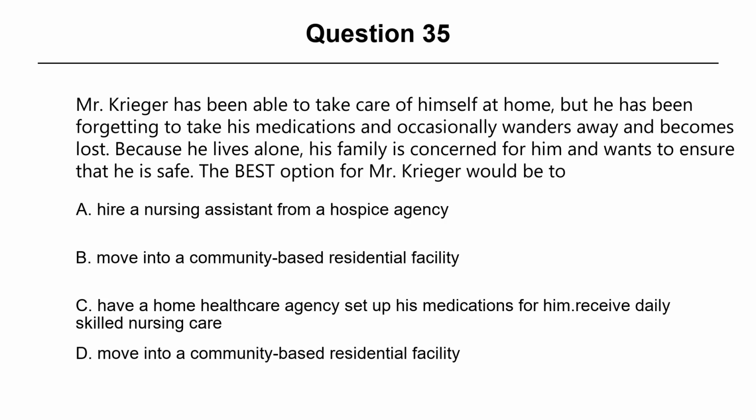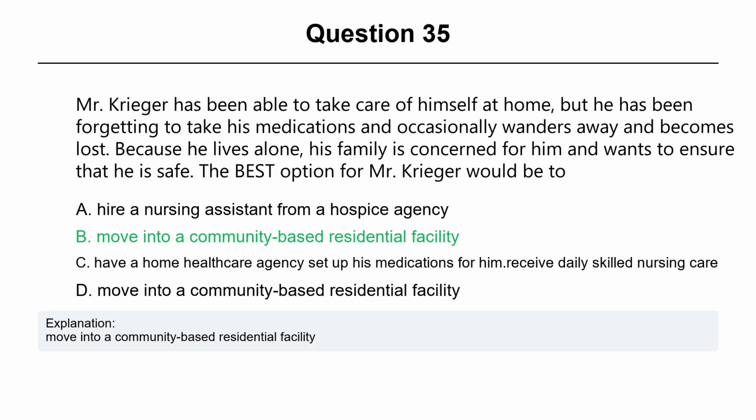Question 35. Mr. Krieger has been able to take care of himself at home, but he has been forgetting to take his medications and occasionally wanders away and becomes lost. Because he lives alone, his family is concerned for him and wants to ensure that he is safe. The best option for Mr. Krieger would be to: Option A, hire a nursing assistant from a hospice agency. Option B, move into a community-based residential facility. Option C, have a home healthcare agency set up his medications for him. Option D, receive daily skilled nursing care. The correct answer is option B, move into a community-based residential facility.